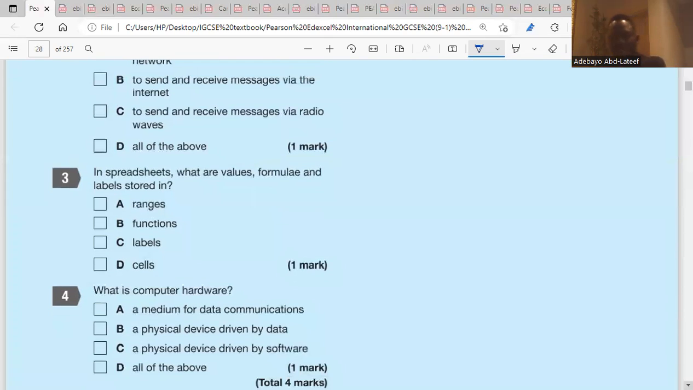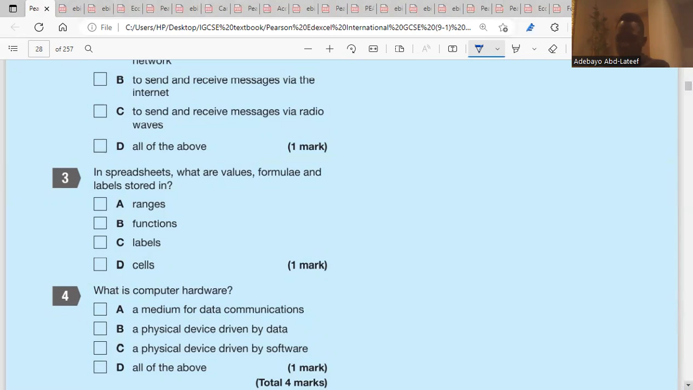In spreadsheets, what are values, formula, and labels stored in? Cells. I said cells. I told you cells. The column and the row, they are all in set. Okay. So it is what? D. And the last one.